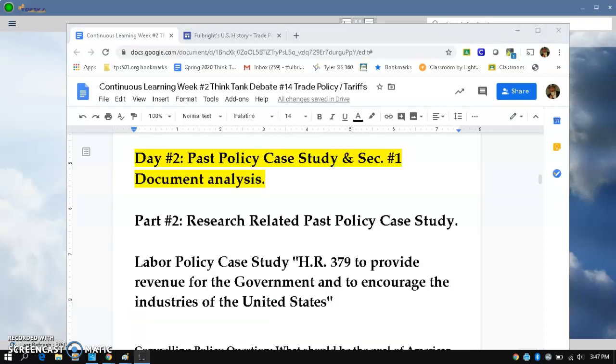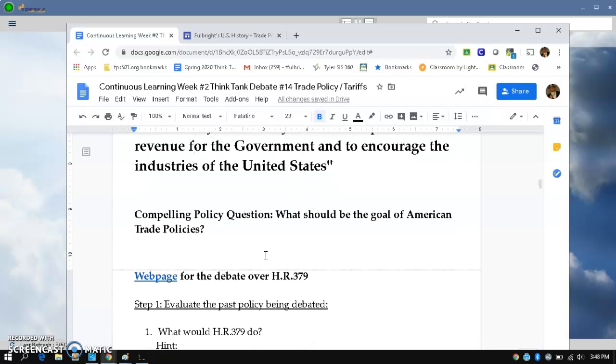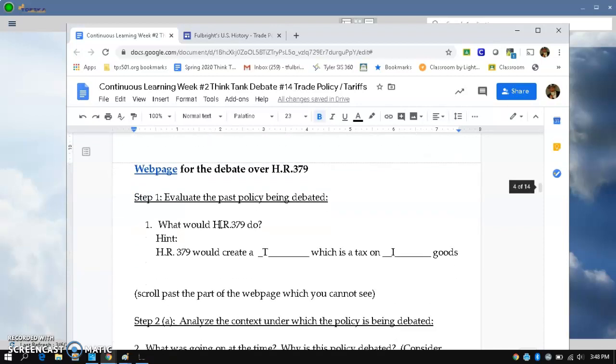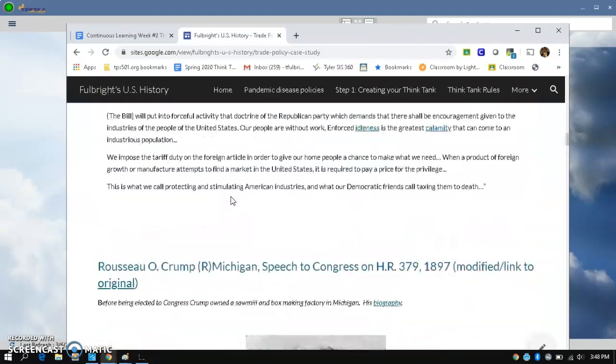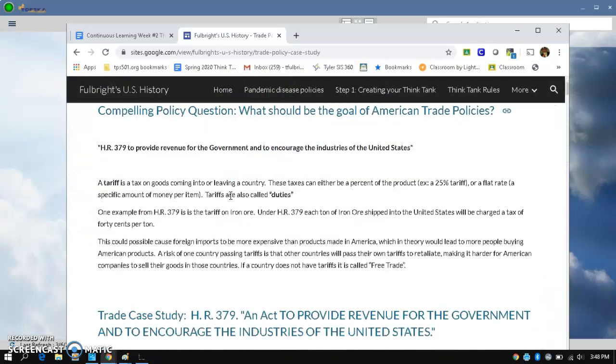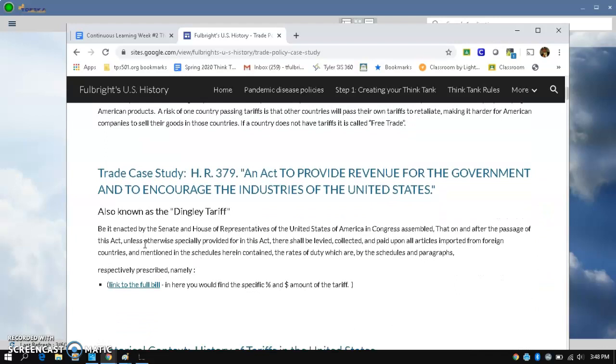Okay, for day 2, we're going to be talking about a past policy case study. So remember that we are studying this in order to compare it with the debate over the USMCA today. We're going to be talking about something called H.R. 379 to provide revenue for the government and to encourage the industries of the United States, focusing on what the goal of American trade policy should be. So go to the website, and go to our case study.